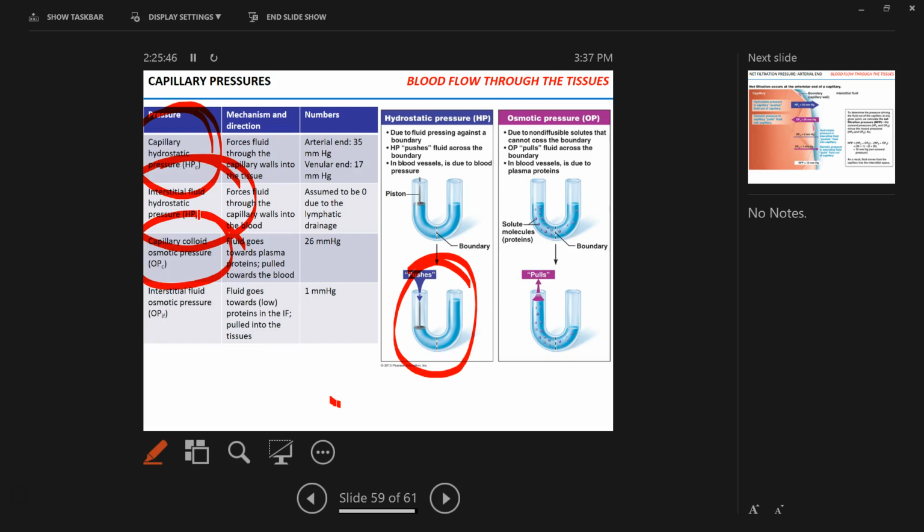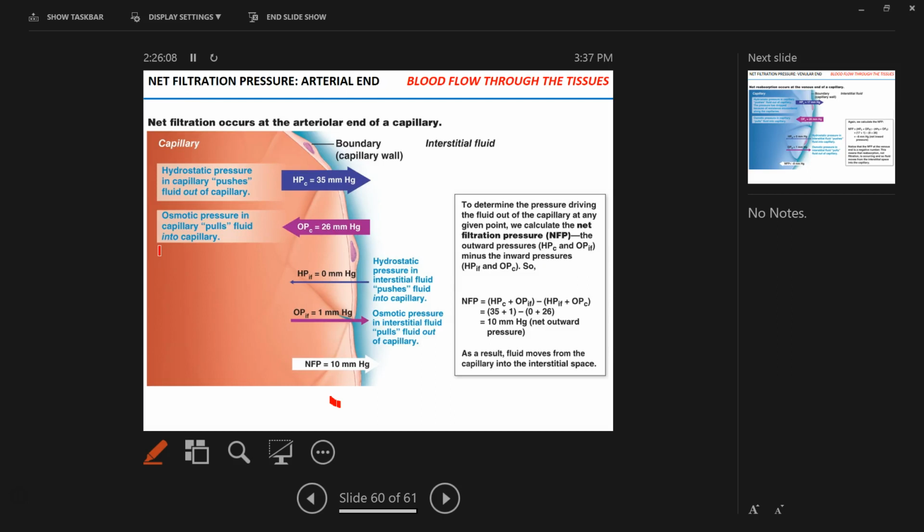Now, there is a little bit of protein in the interstitial space in the tissue. So interstitial fluid osmotic pressure will pull the fluid in the tissue. Does that make sense? Now, arterial end.